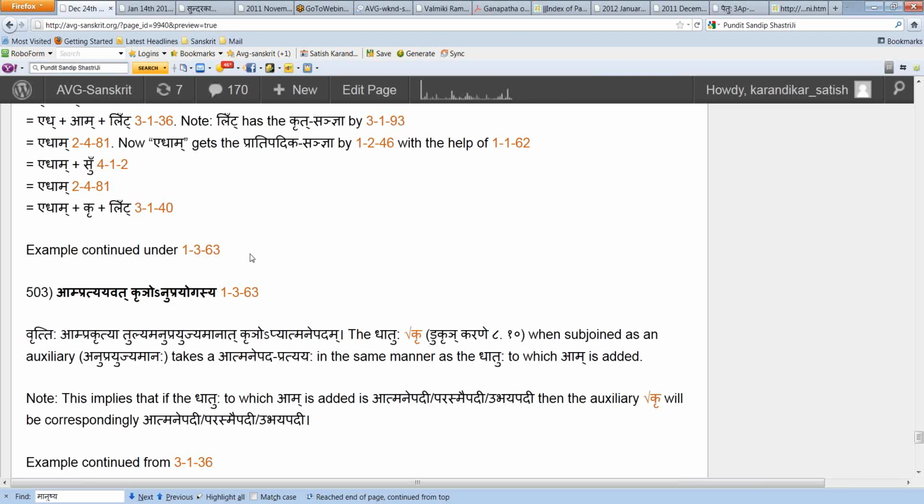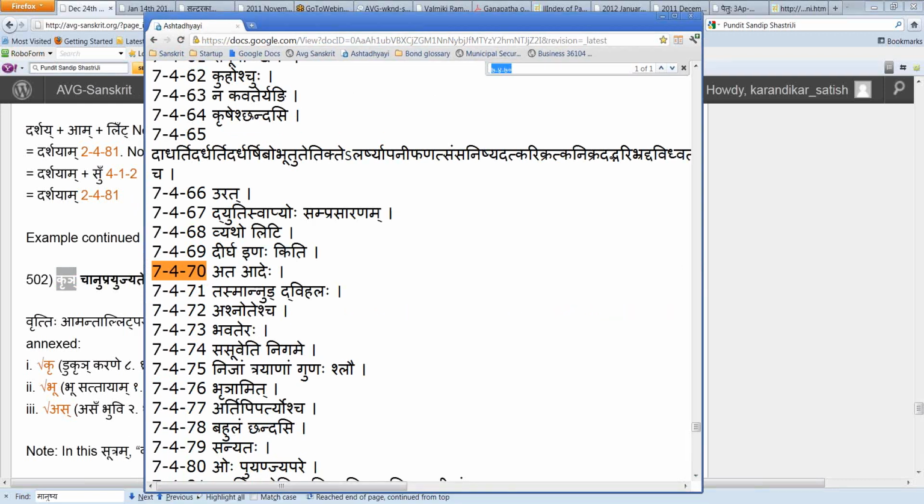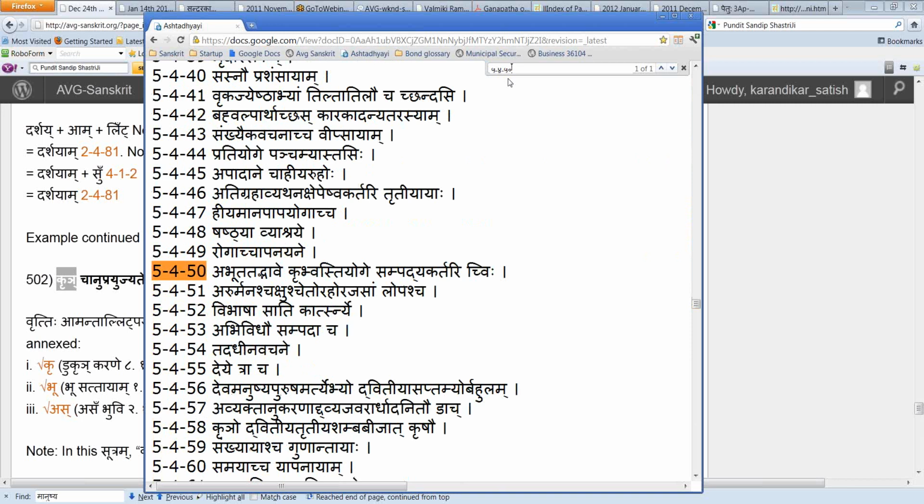Now, what could those dhatus be? Because in this sutram here, he said krinchanu prajute liti. Now, which other dhatus can we get from this kri? The answer is that there is a section in the Ashtadhyayi, 5.4, a completely unrelated and completely different section, where we can form the pratyahara kri. From 5450 abhuta tadbhave kribhvasti yoge sampadyakartari chvih. This is a completely different topic. But there, starting from kru here, up to the nyakara in 5458 kriyaha, there is a pratyahara kri. Pratyahara means it's a mnemonic. So that kri in 3140 is not the single dhatu but a pratyahara kri, which includes kru, bhu and as.